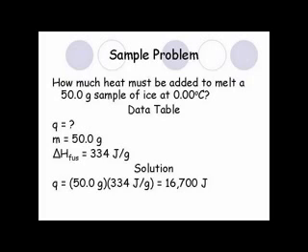The grams cancel, you're left with joules. The heat is being added to melt the ice, so this will be a positive value. And in the correct number of significant figures, the correct answer is 16,700 joules.